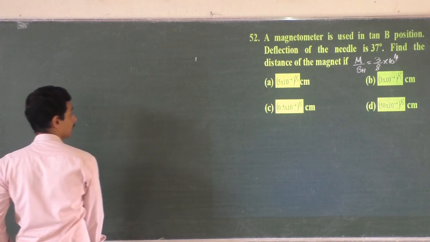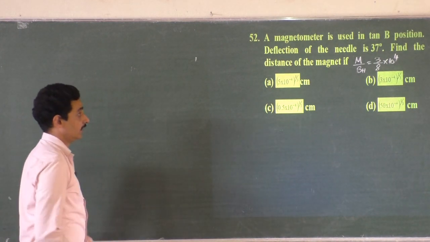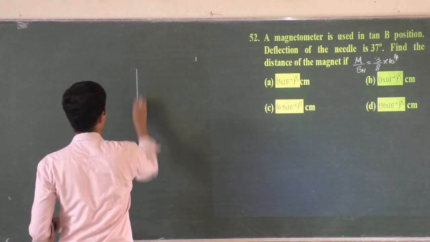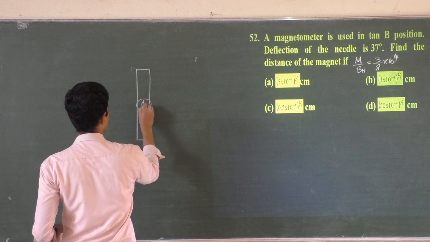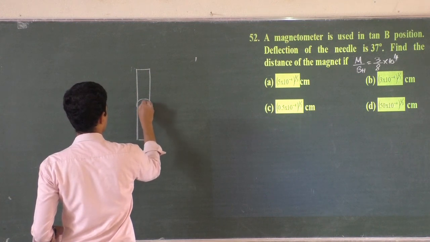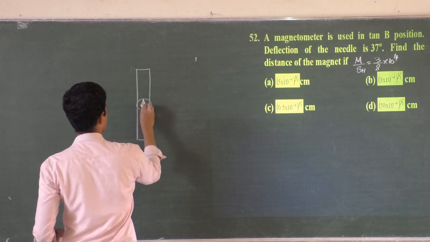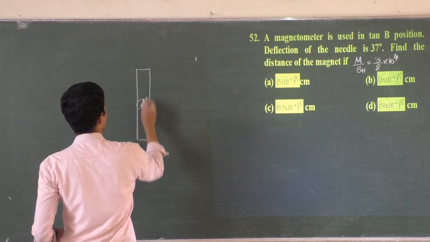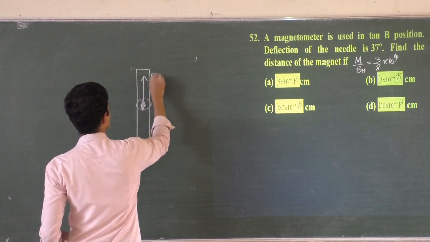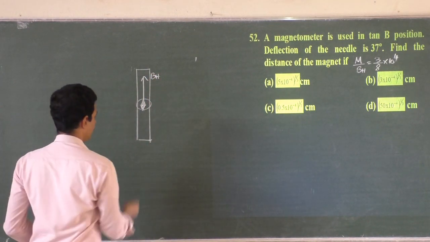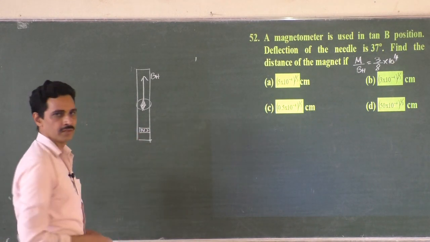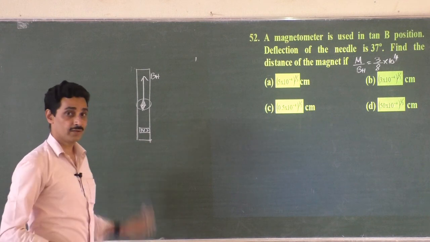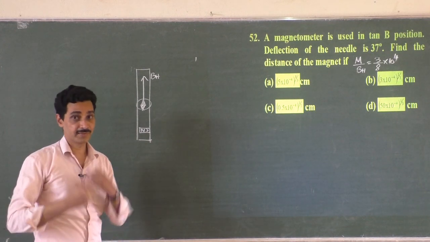Not tan A, it is tan B. That means how do you have to place it? The whole wooden board should be like this, and the compass should be here, and the needle should be like this, and magnetic field should be vertically up. Earth's magnetic field is BH like this, and you have to place the magnet like this, north south. Okay, at least if you work out problems of this type, some direct problems become easier.